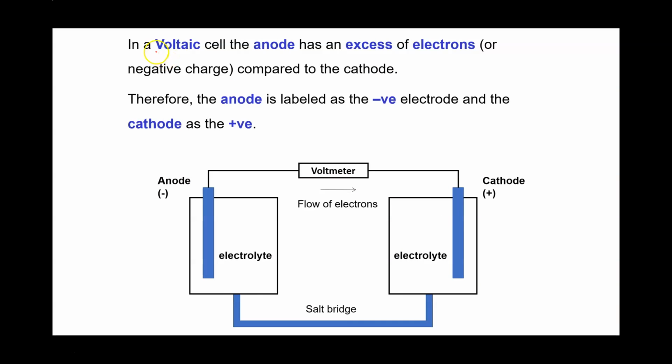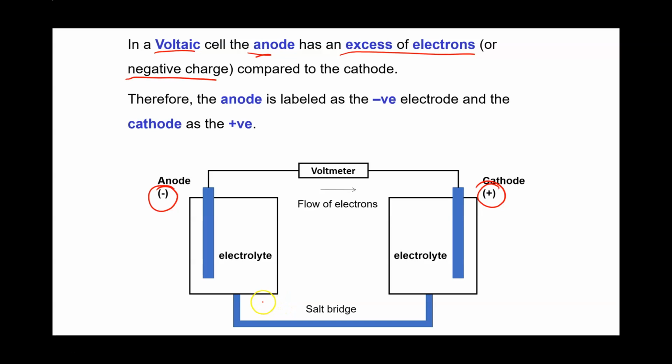So, in a voltaic cell, the anode has an excess of electrons, or an excess of negative charge, in comparison to the cathode. So we label it with the negative symbol. Now, the cathode is deficient in electrons. It doesn't have enough negative charge. It is relatively positive compared to the anode, so we label the cathode with a plus sign.